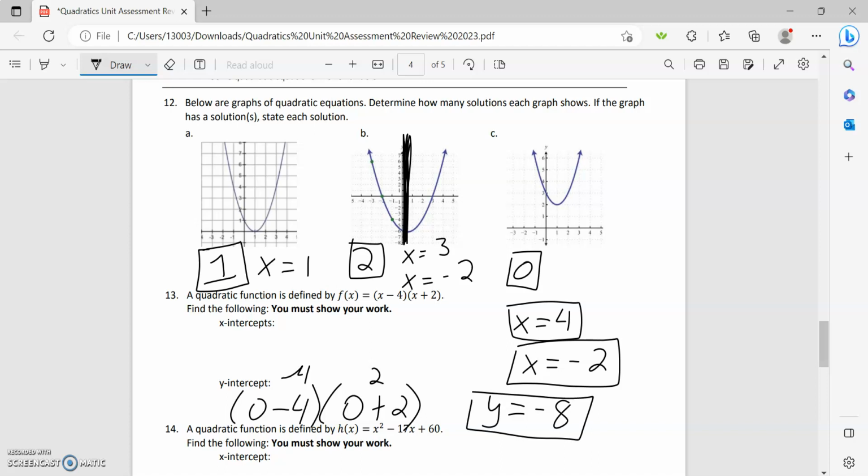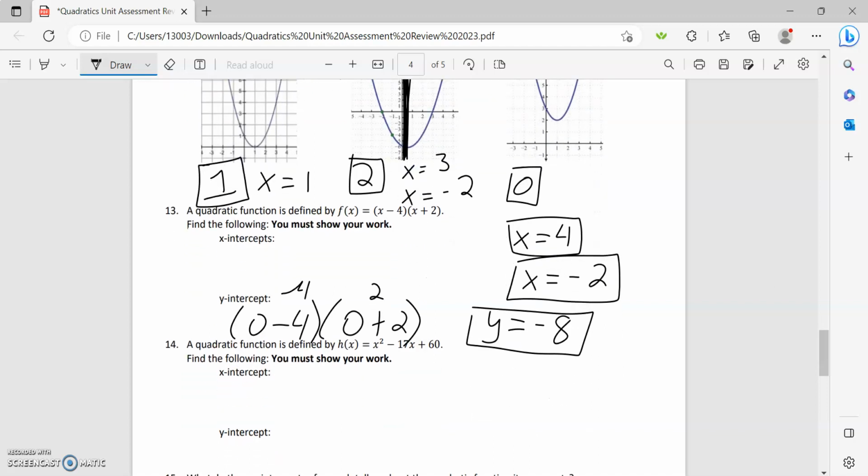So graphically, I can see if I plug in 0, I go down to -8. That's where my parabola crosses the y-axis. It doesn't mean it's the vertex or anything. It just means that's where the graph crossed the y-axis.